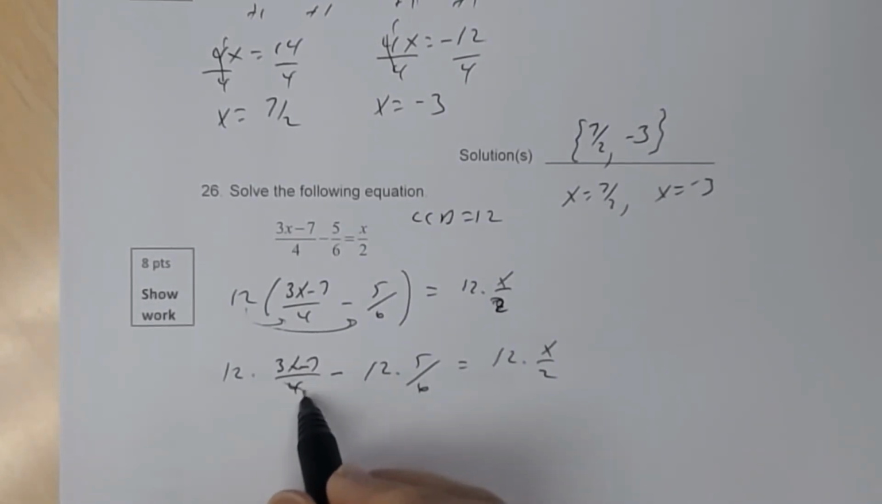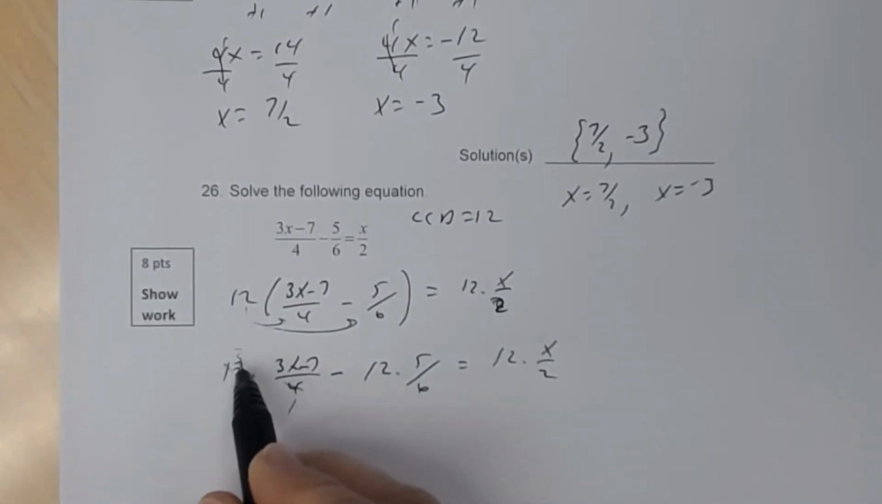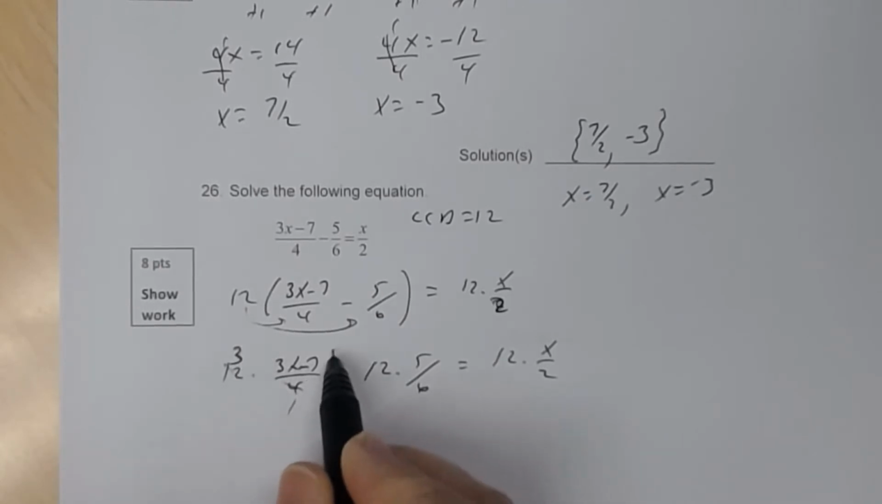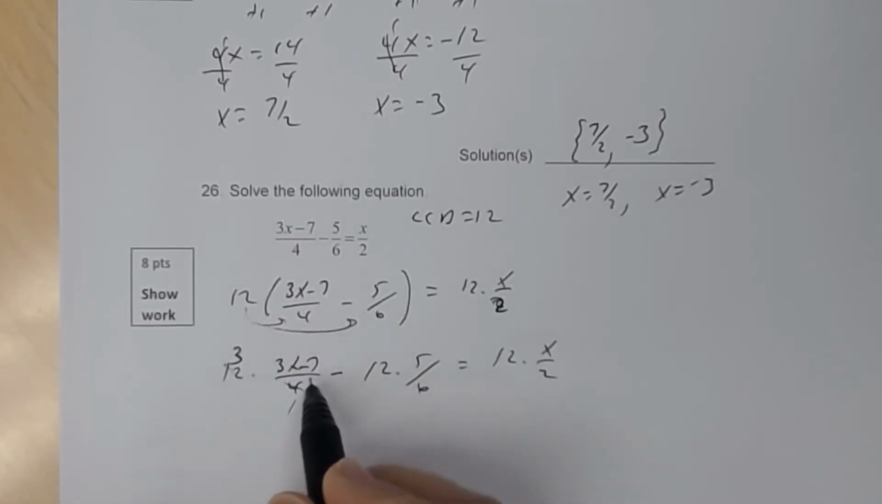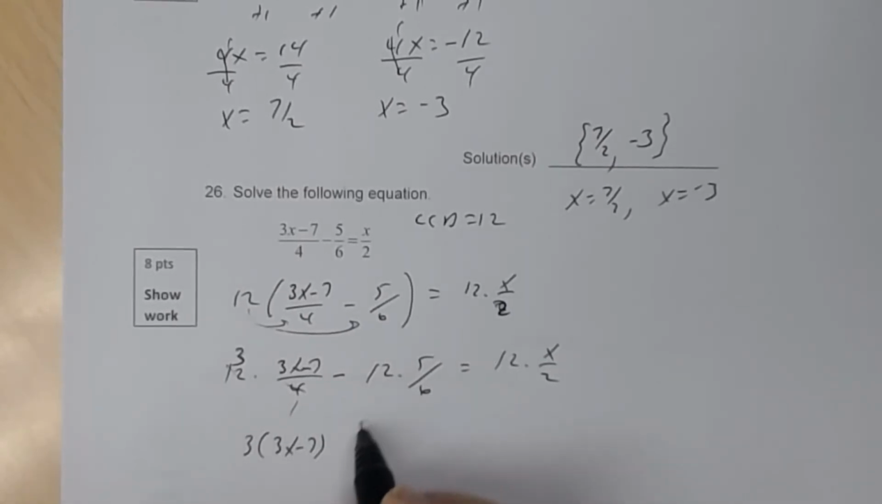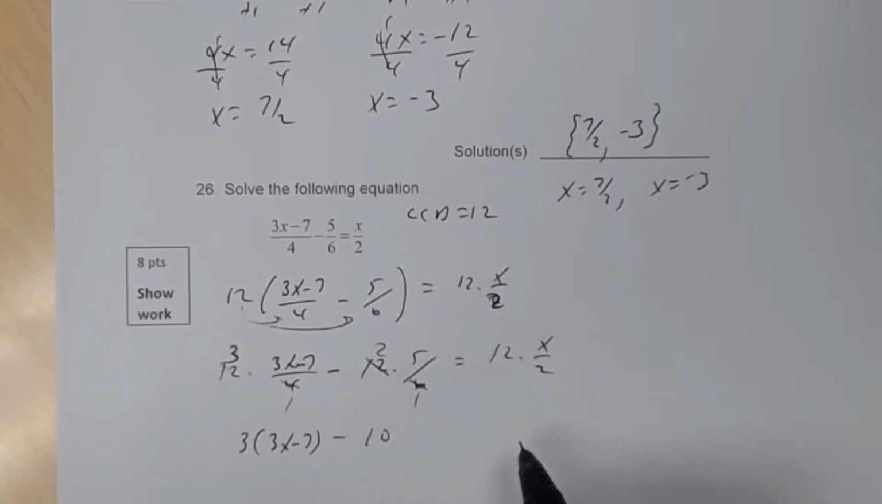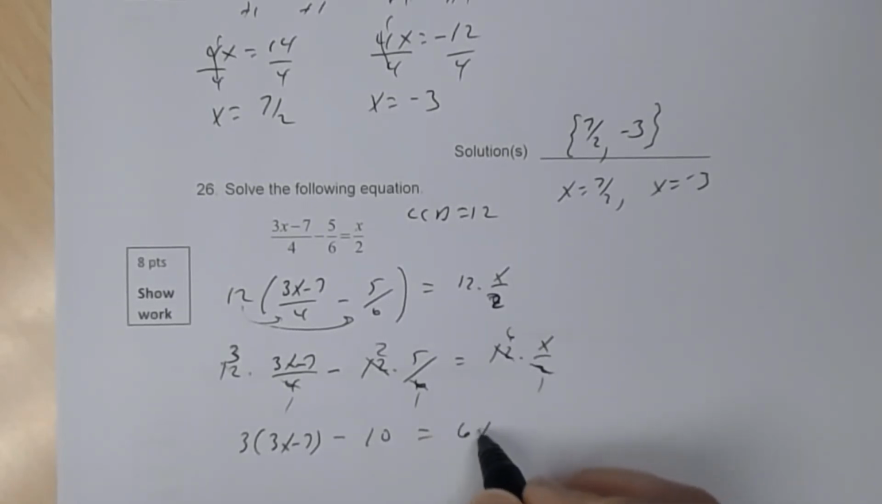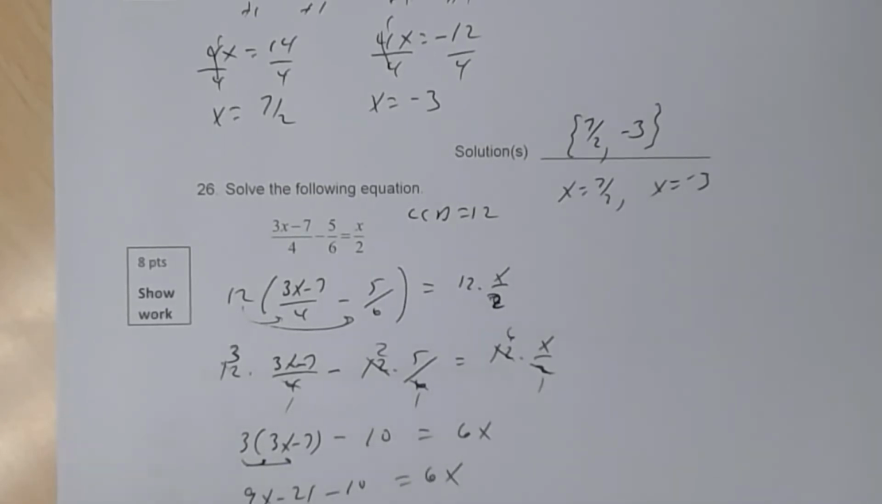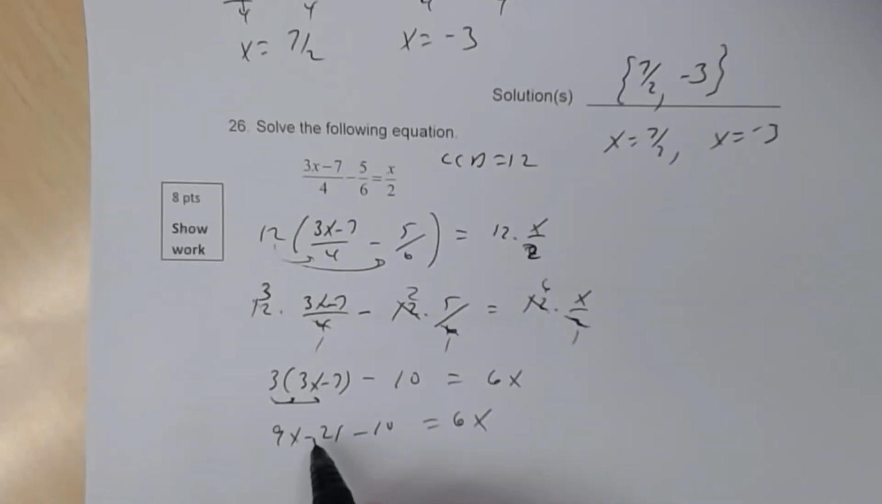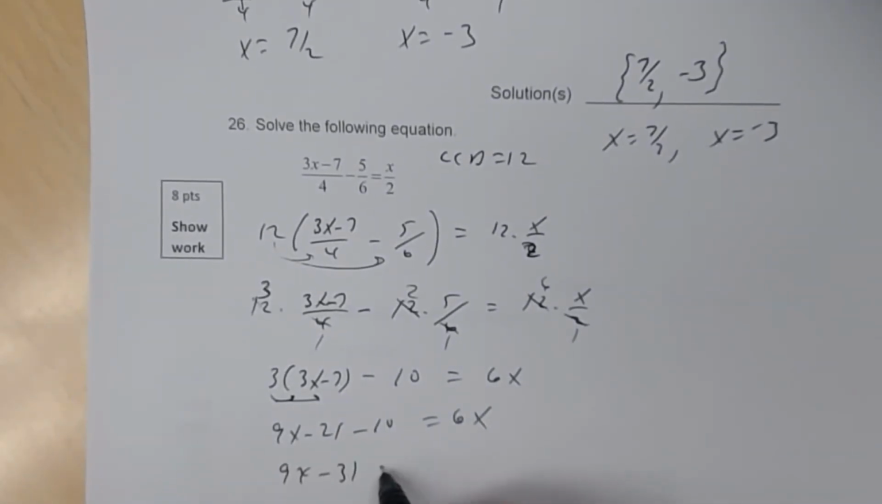Okay, now let's reduce. 4 into 4 is 1. 4 into 12 is 3, but be careful here, because that 3 has to be multiplied by both terms in this numerator. So put that in parentheses. Over here, 6 into 6 is 1, 6 into 12 is 2, so 2 times 5 is 10. Over here, 2 into 2 is 1, 2 into 12 is 6, that becomes 6x. Distributing, I get 9x minus 21 minus 10 equals 6x. Combine like terms, I get 9x minus 31 equals 6x.